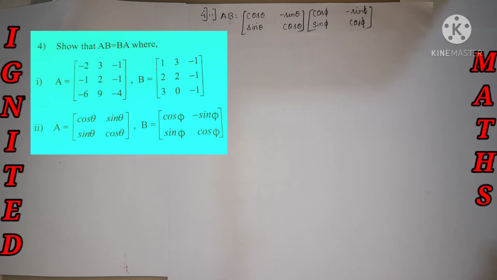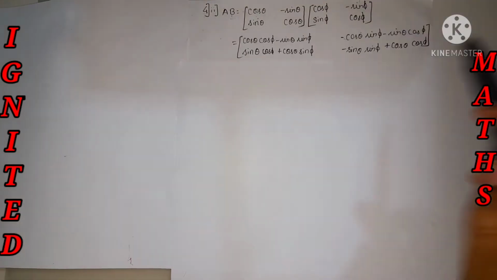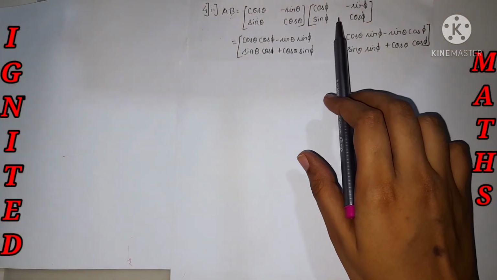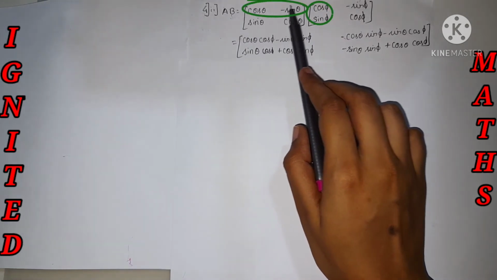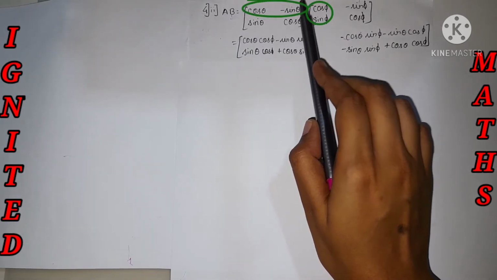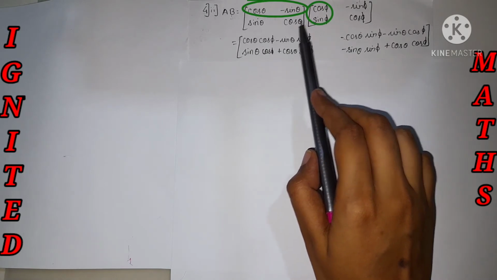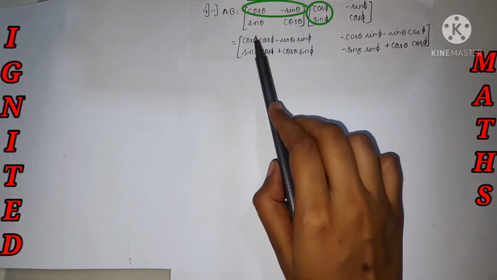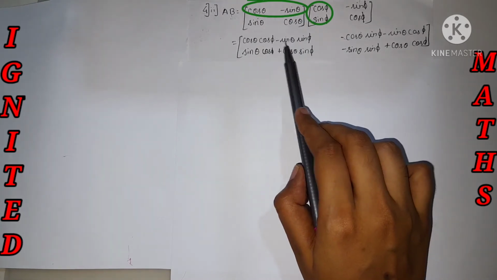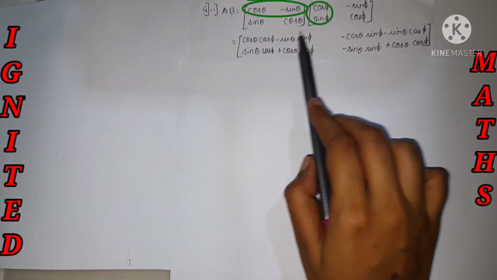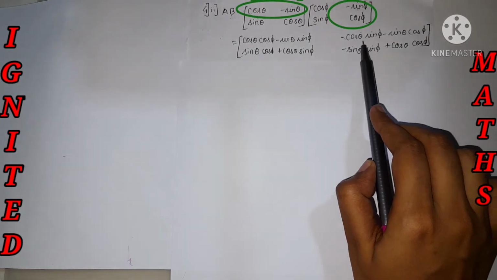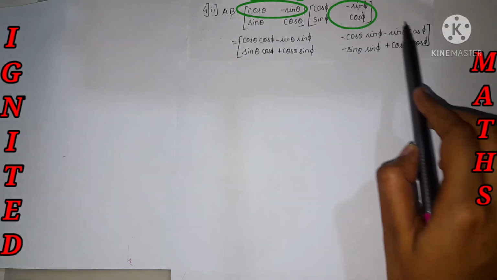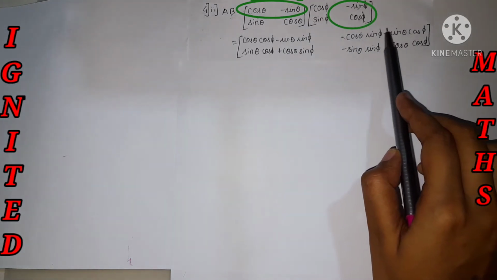Now at the fourth question, we are going to do the second sub question. It is based on trigonometric functions. Here the A matrix is given, and the B matrix is given. We need to do the matrix multiplication. The row of the first matrix is multiplied by the column of the second matrix respectively. That is cos theta into cos phi minus sin theta into sin phi. Yes, we have completed the A11 element. Now the A12 element: cos theta into minus sin phi, minus sin theta into cos phi. Yes, we have completed the A12 element.